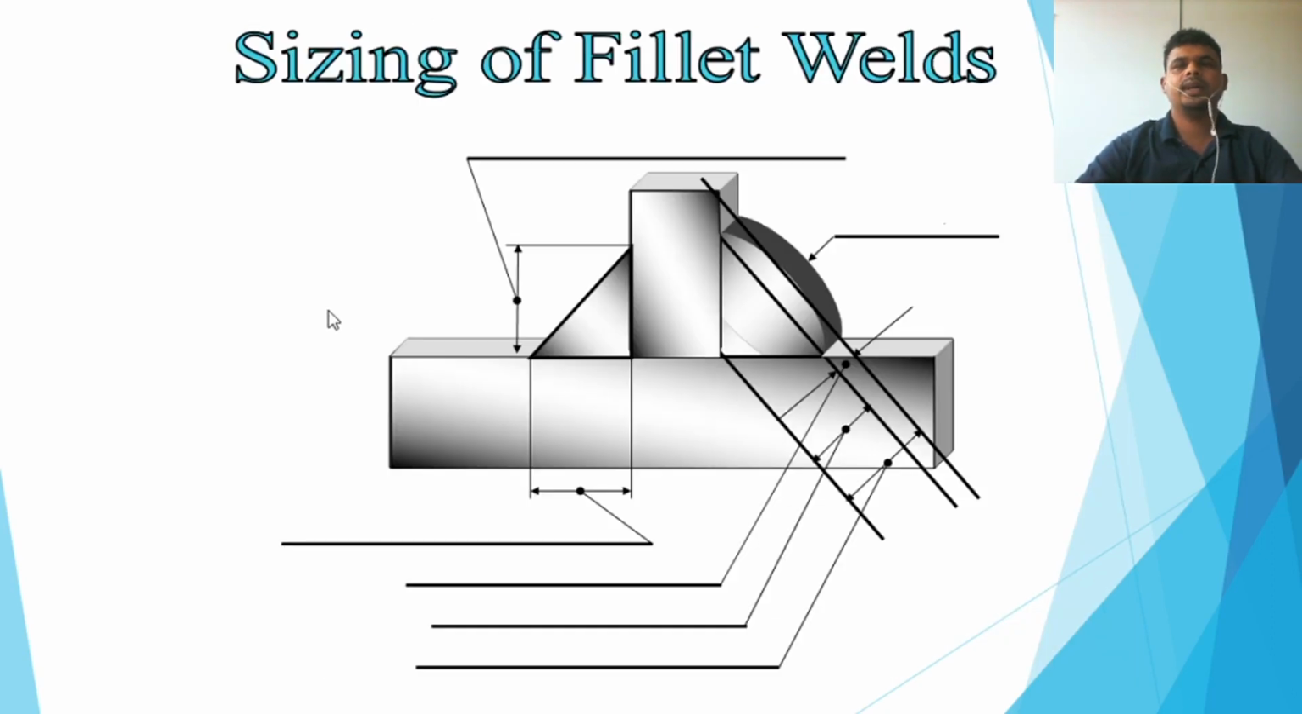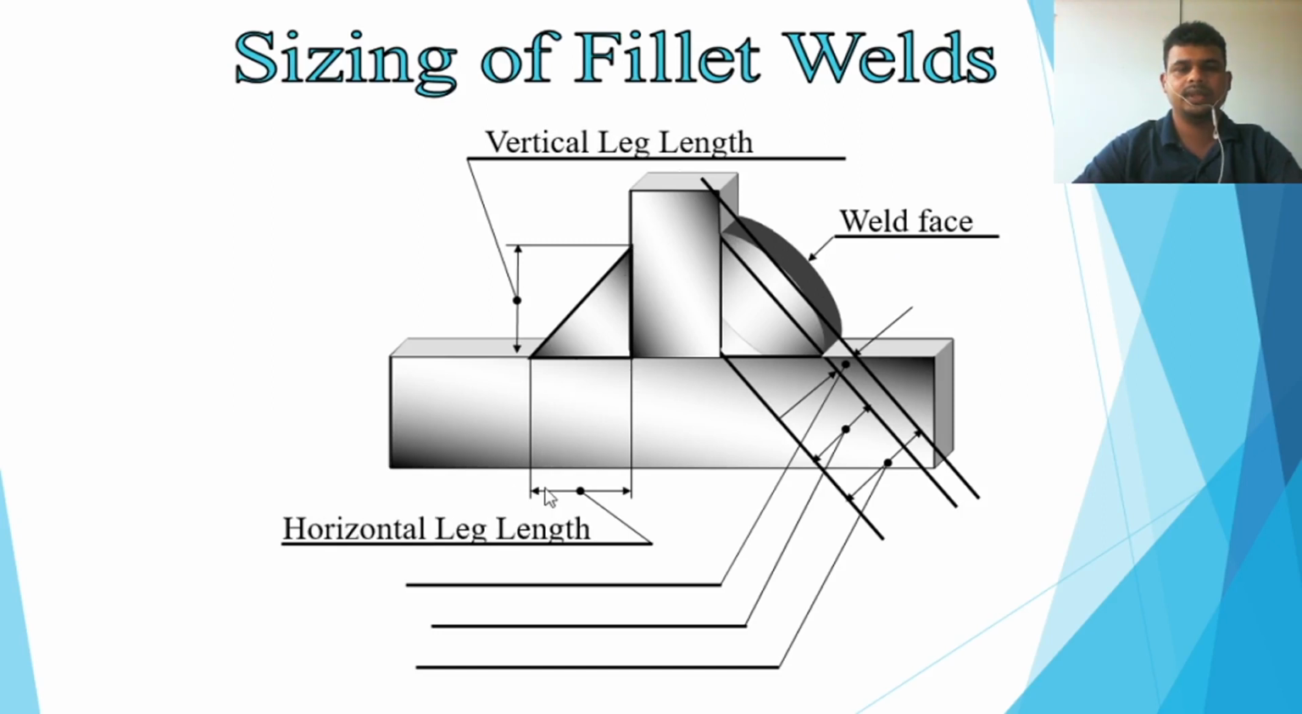So up to now we have seen what the butt joint configuration is. Then we go to the fillet weld. If I go to the fillet weld, you see this is the weld face. Then this is the vertical leg length. So from here to here, this is the leg length, and this is also a leg length. This is the horizontal leg length, and this is the vertical leg length. This is for the fillet weld.